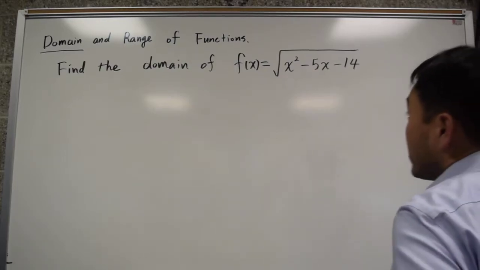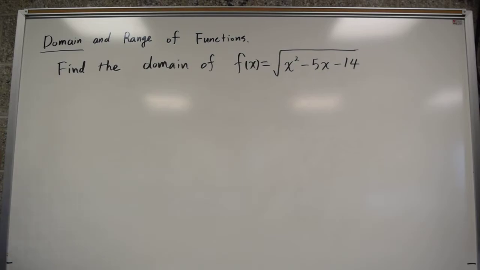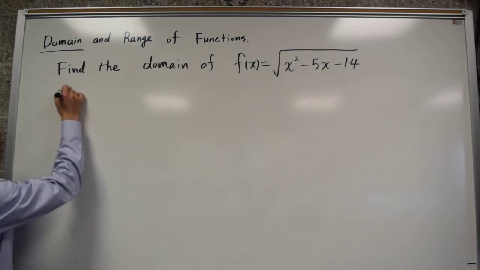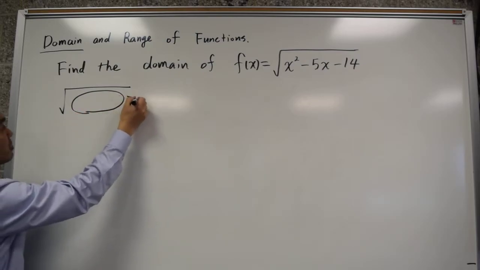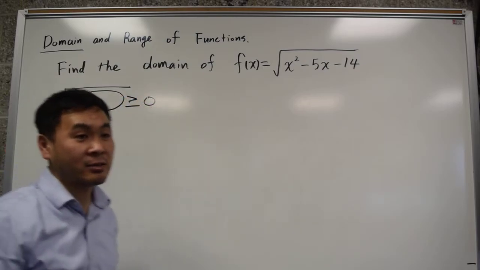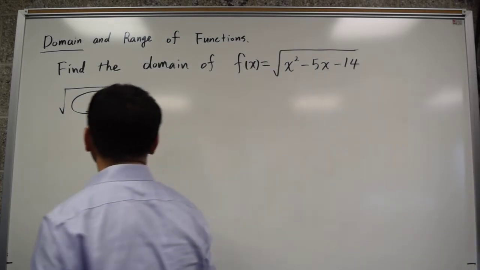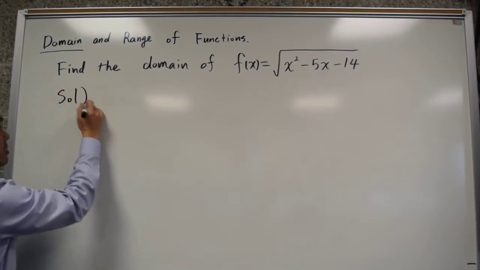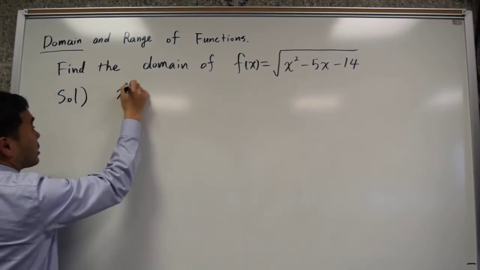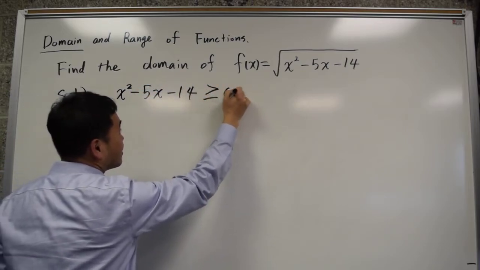All right, domain and range of functions. Find the domain of this function. Now, for square roots, I know that whatever is inside the square root must be non-negative. It has to be 0 or greater. So what you need to do is solve this by stating that what's inside the square root, which is x squared minus 5x minus 14, is 0 or greater.